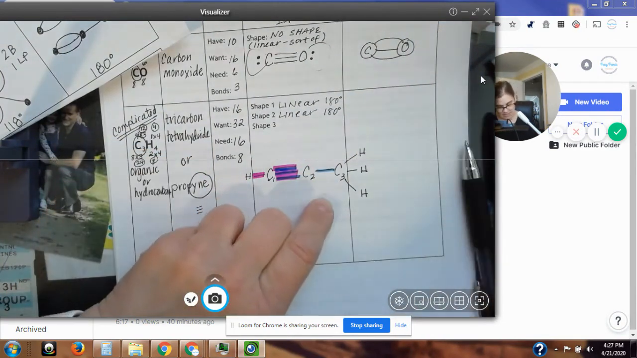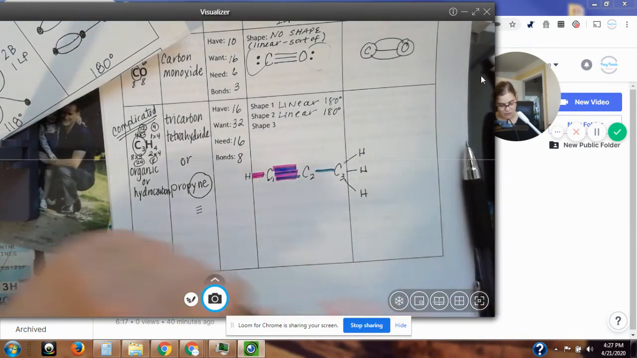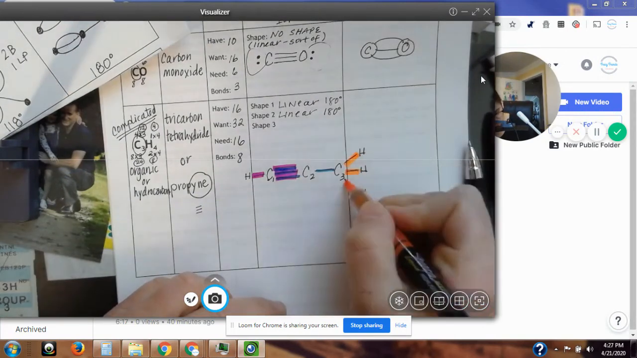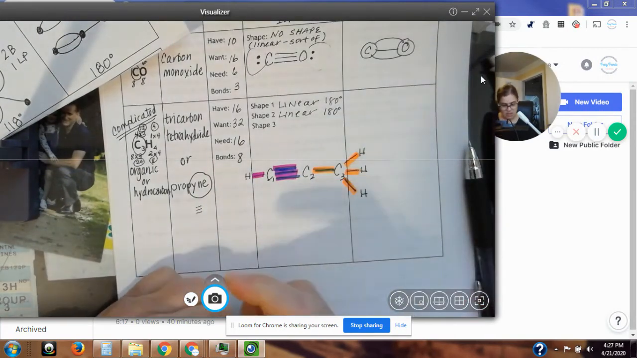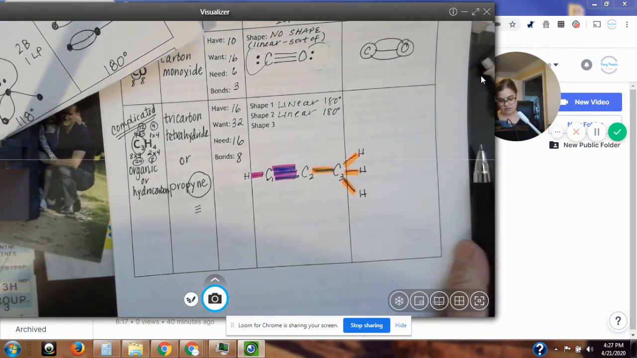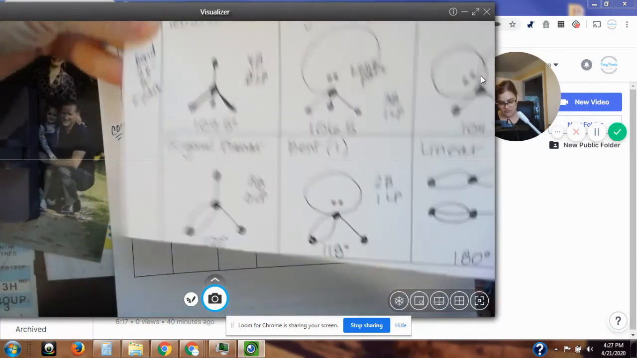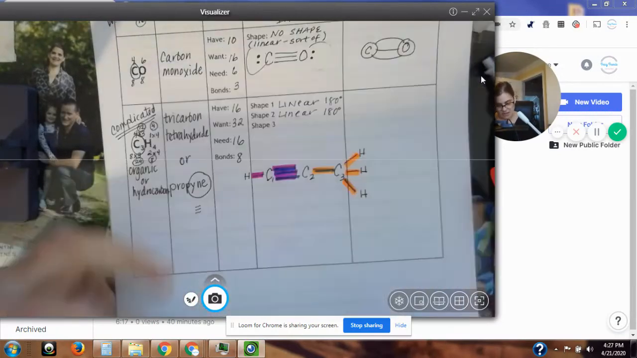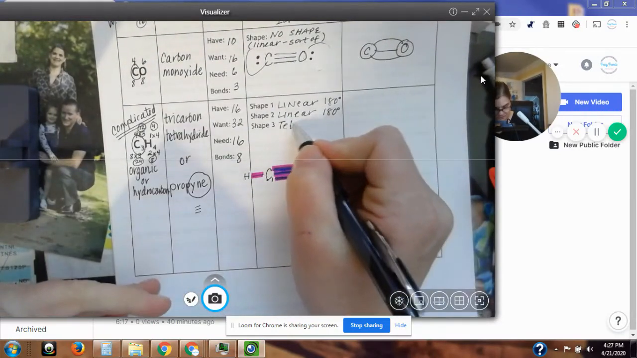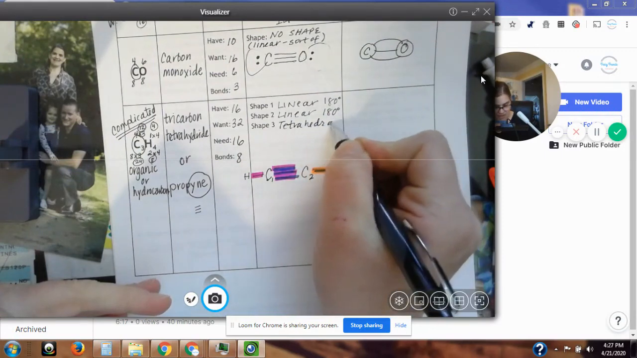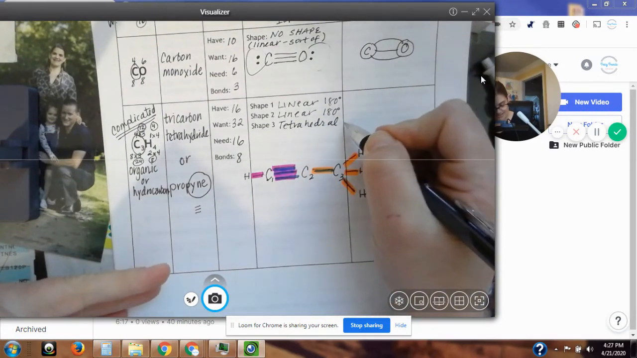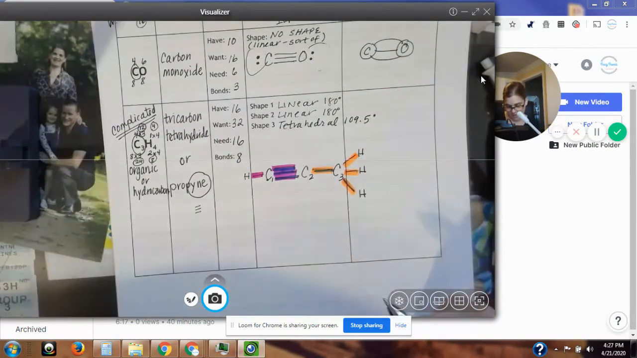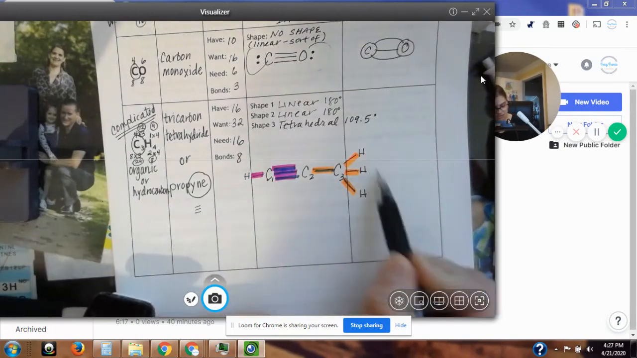Okay, let's get to the last one, carbon 3. You'll notice that there's no triple bond here. In fact, we've got 1, 2, 3, 4 connections. No lone pairs. Okay, so which one of these has 4 connections? Right here, tetrahedral, no lone pairs. So I would say tetrahedral. And then I would say 109.5 degrees.